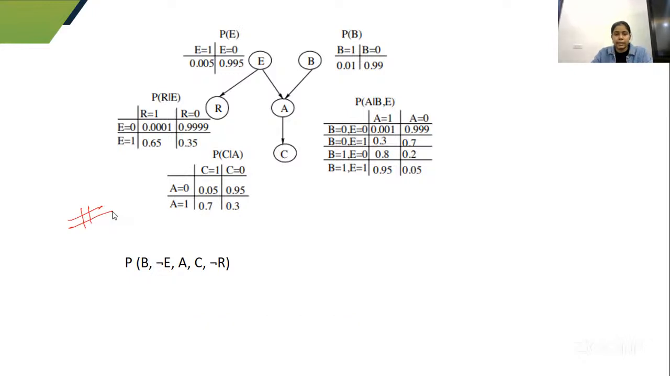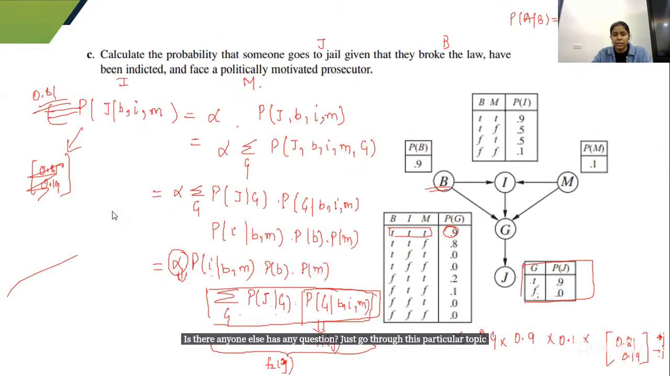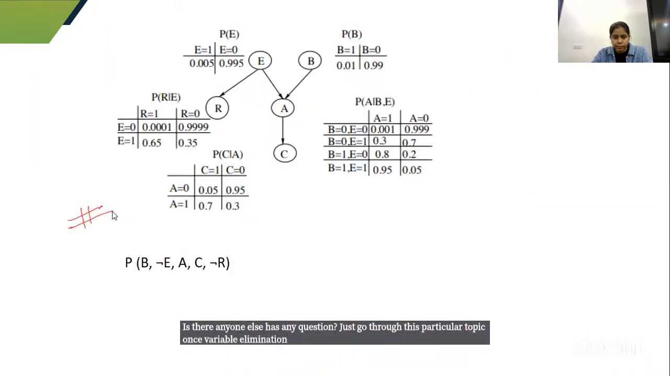Does anyone else have any question? Just go through this particular topic once, variable elimination, and then we are going to discuss more questions based on it.